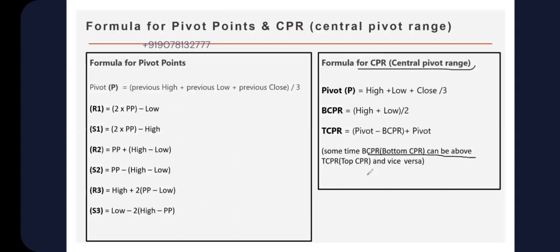Sometimes bottom CPR can be above top CPR and vice versa. So that is something you should know. Bottom CPR can be above the central pivot and top CPR can be below the central pivot. It is based on the previous day's market, previous day's price action. So don't get confused about why top CPR is coming down and bottom CPR coming up. So this is the formula for CPR for people who don't have CPR on their chart.